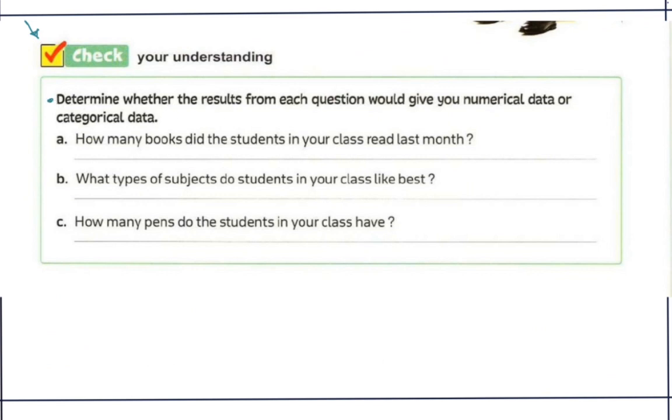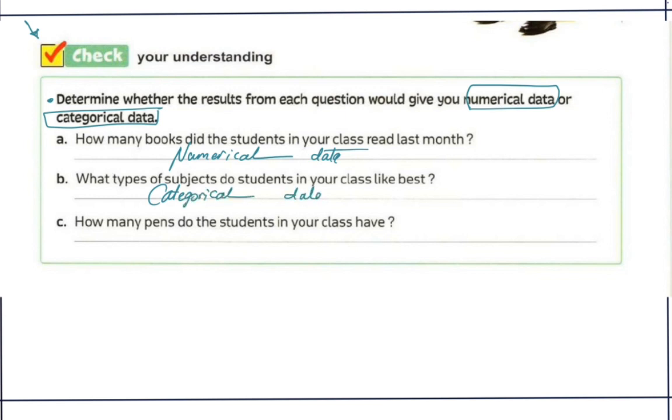Determine whether the result from each question will give you numerical data or categorical data. A: How many books did the students in your class read last month? Last month, how many books? It's a number, so it's numerical. It's easy. B: What types of subject do students in your class like best? Math, science, and so on. It's categorical. It's not a number.